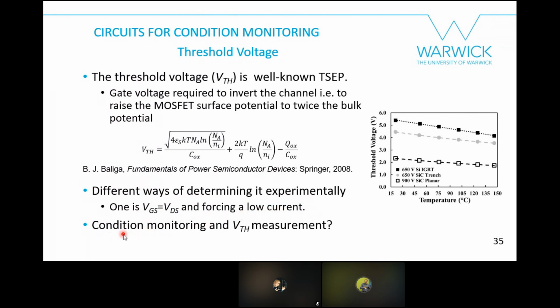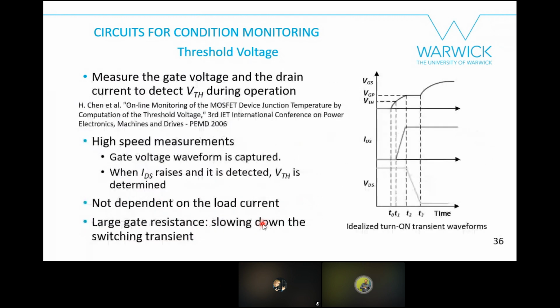But how can you do this in the application? Can you just connect the gate and the drain and monitor that? That's tricky, or let's say impossible to do in your converter. If you would like to monitor the threshold voltage shift, you will need some additional circuits, some methodologies to monitor the threshold voltage. Something to do this during operation is to just measure the gate voltage and the drain current. When your device starts to conduct, if you manage to measure the gate voltage and capture it, you will identify what your threshold voltage is.